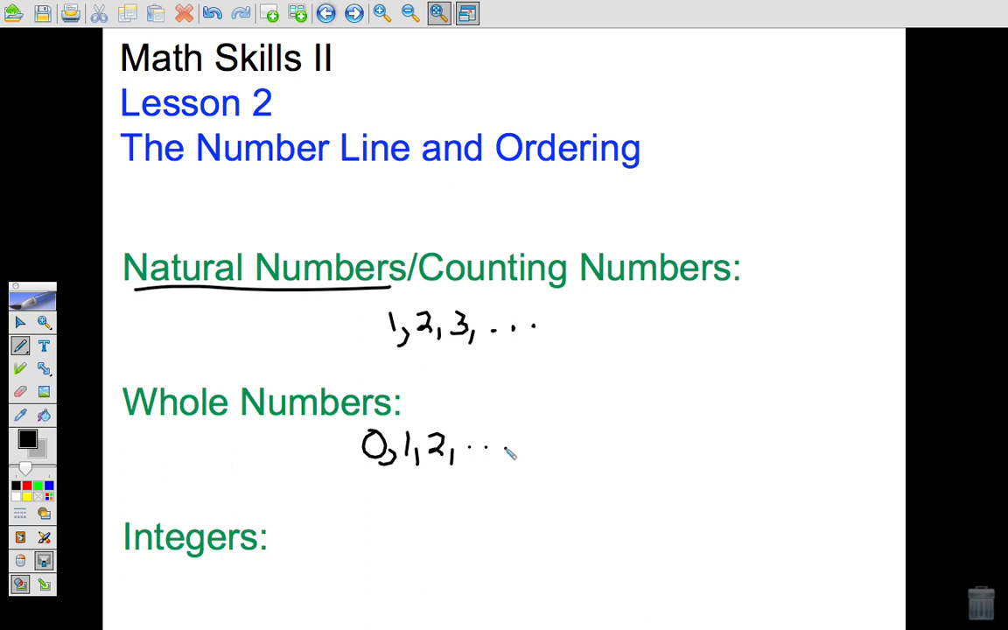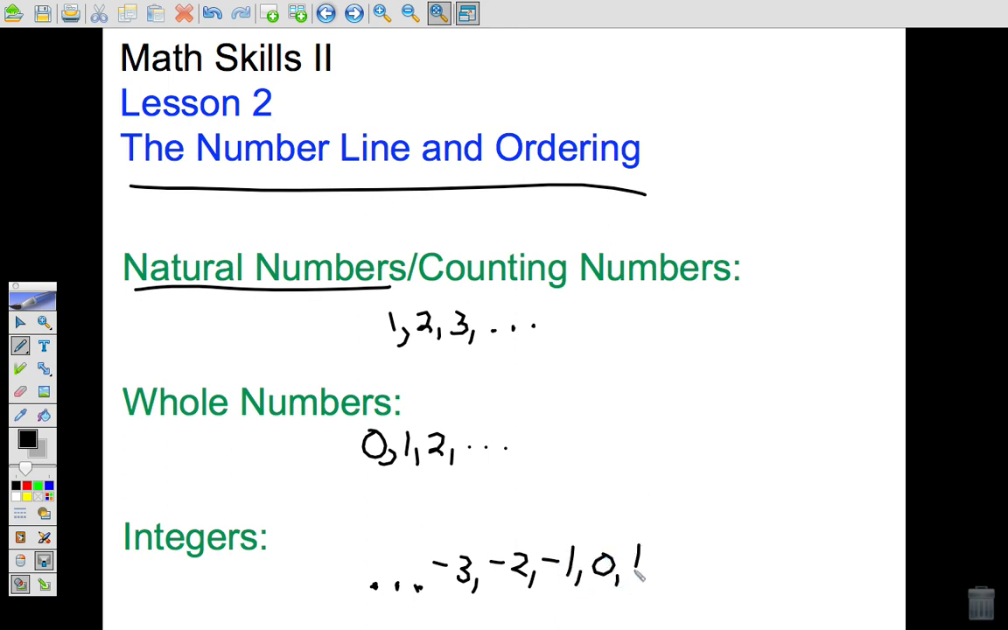Now the integers is something that we have not talked about, and really that's the theme of this lesson, which is the number line, ordering, and including what are the integers. Now the integers, just for note's sake right now, I want you to write this down, would be dot, dot, dot, and then -3, -2, -1, 0, 1, 2, 3, dot, dot, dot. And right now that might not make much sense, but it will in a little bit once we actually get into the number line.